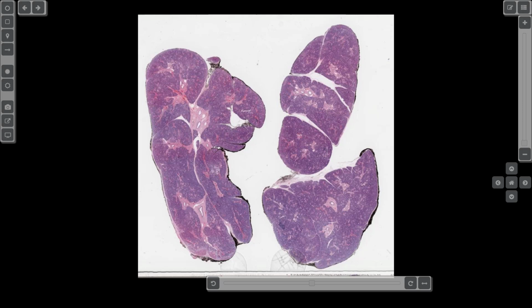Lobules are separated by fibrous connective tissue septi. You can see here is one lobule that I'm outlining with my cursor. Here's another lobule. You can see there are multiple lobules. Let's go ahead and take a look at the structures inside the lobule.